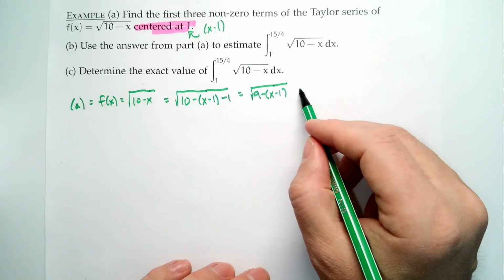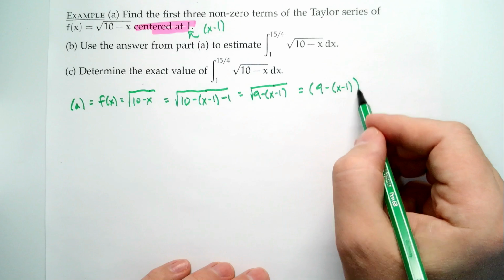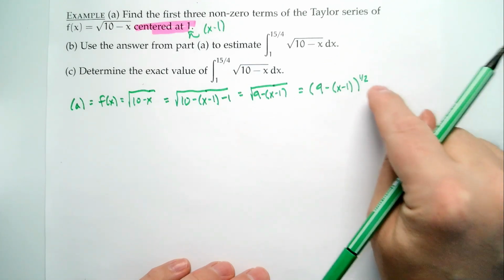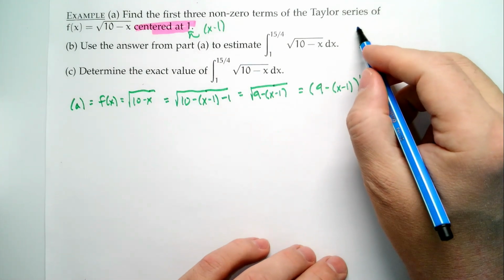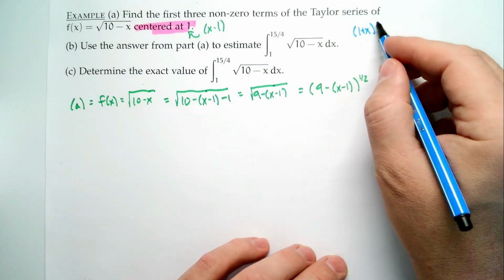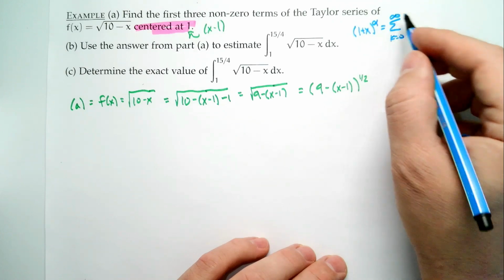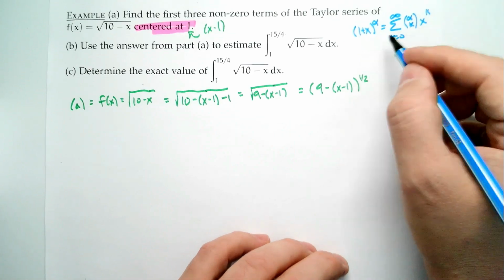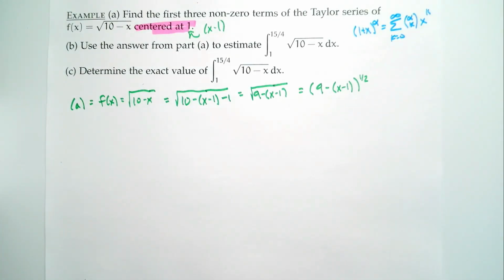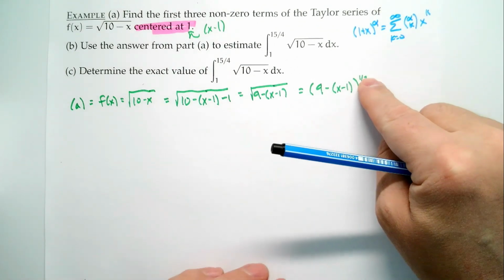Now, if we think about it, this is the same as 9 minus x minus 1 to the 1/2 power. This expression here makes us think binomial theorem. And so we say, hey, we did binomial theorem. That says that 1 plus x to the alpha is equal to the summation, k equals 0 to infinity, of alpha choose k, x to the k. Now, of course, the x is just a stand-in. We can use any symbol we want. So we're like, ooh, this is really close. It's something to the alpha power.